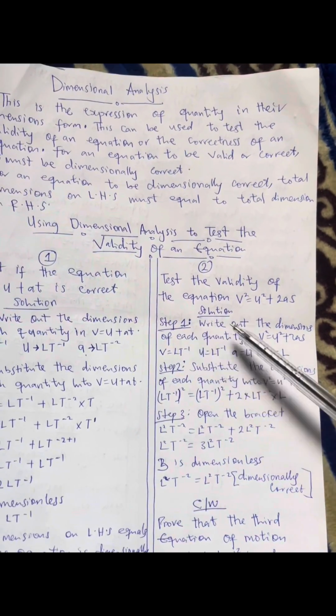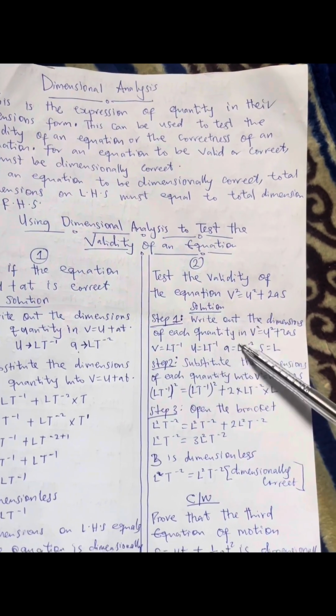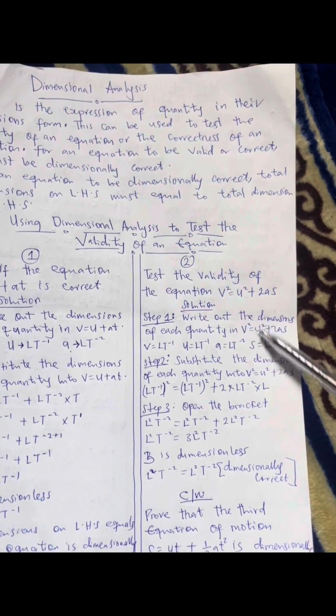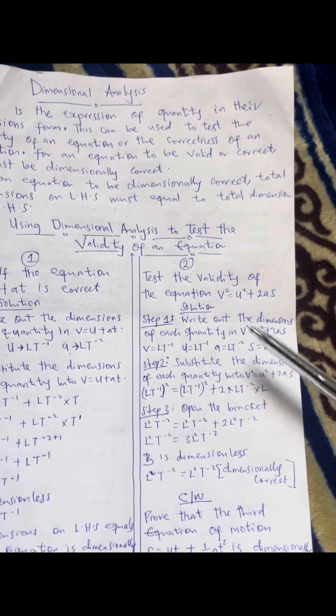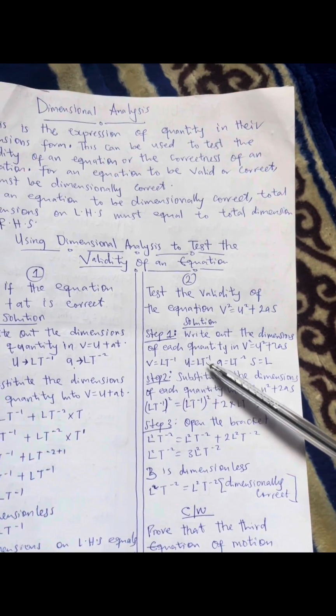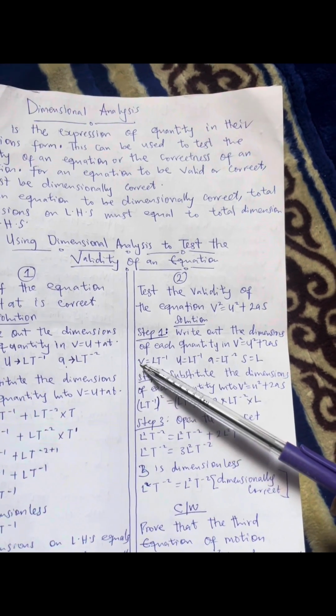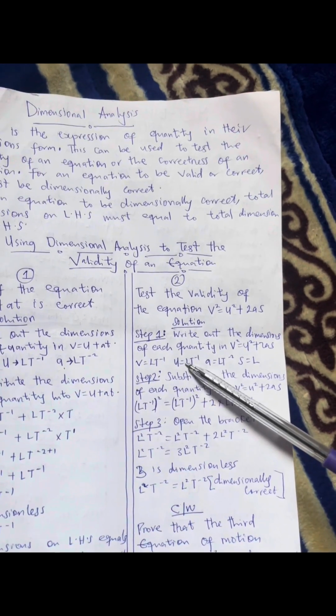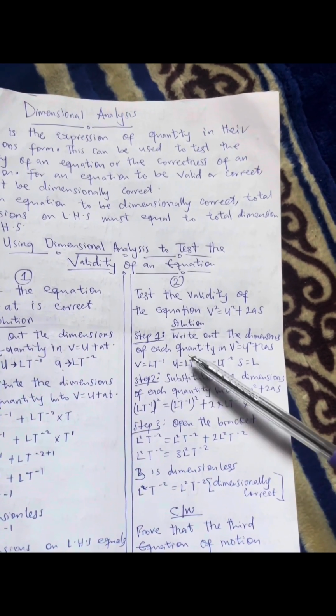Step one is to write out the dimensions of each quantity in the equation given to us. In this case, the equation given to us is v squared is equal to u squared plus 2as. Write out the dimension of each quantity. The dimension for velocity is LT^-1. In this one, v is final velocity, u is initial velocity, but they are both velocities. So the dimension for u is also LT^-1. The acceleration a is LT^-2.